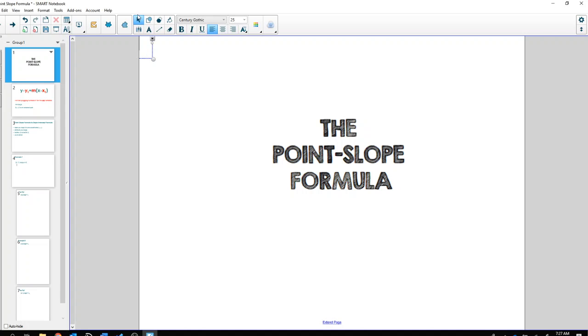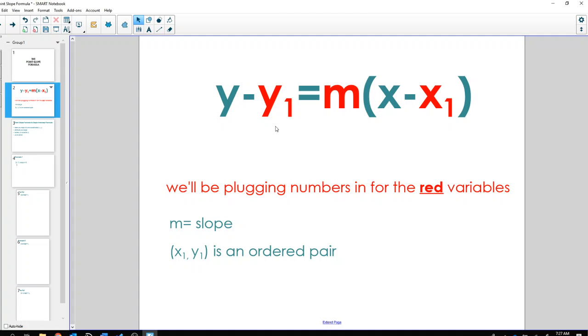Alright, today we're going to look at the point-slope formula for our lines. This is something that should be familiar not only from earlier this year but also from last year when you were in Algebra 1. As a reminder, our formula for point-slope form is y minus y1 equals m times x minus x1. We're going to be plugging numbers in, replacing those red variables, and then we will distribute and solve for y.